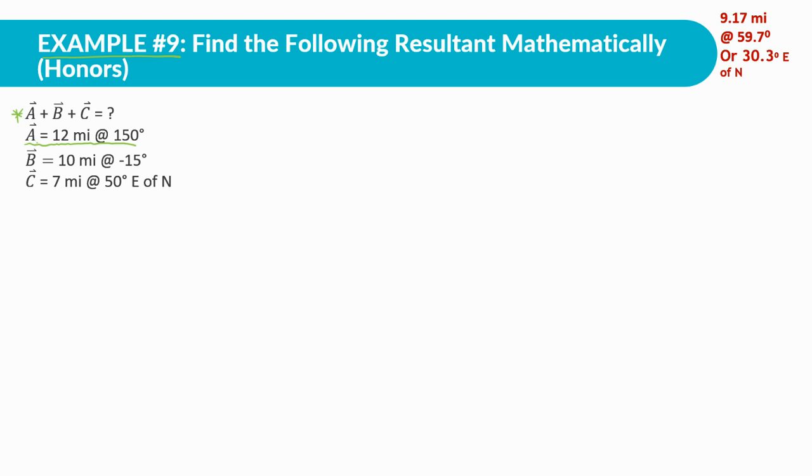Let's start with A. First of all, I like to roughly draw everything. So let's see how this is going to look. This is 150 degrees, meaning it's going to look something like this. That is vector A, and this is 12 miles. This is 150 degrees, meaning that this is going to be 30 degrees. A few ways you could draw this out, but that's how I'm going to do it. This is going to be A sub x, and this is going to be A sub y.